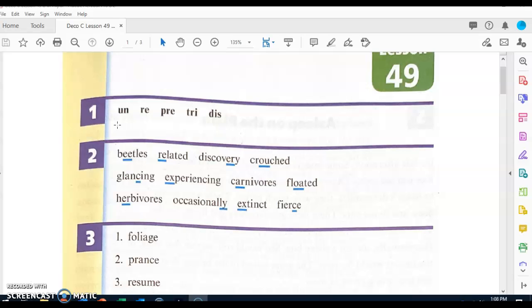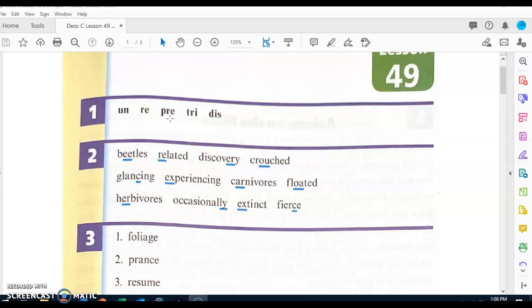Touch the letters UN. What's one meaning of un? Get ready. Not. Touch the letters RE. What's one meaning of re? Get ready. Again. Touch the letters PRE. What's one meaning of pre? Get ready.